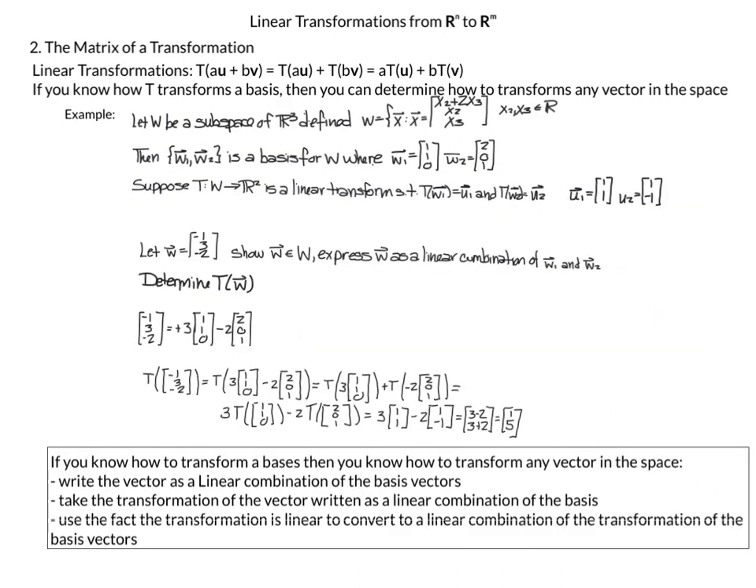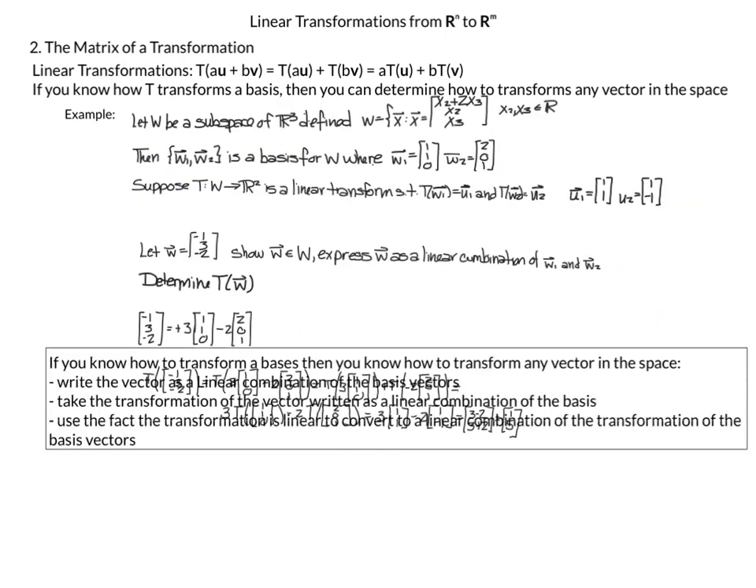And what I just said is essentially the same thing that we have on our overview slide. So I'll review it again, and I shrank down our example just for reference. If you know how to transform a basis, here we have a basis, and we are given how to transform it, then we know how to transform any vector in the space. So we write the random vector as a linear combination of the basis vectors. That was the step here. And then we take the transformation of the vector written as a linear combination of the basis. In other words, we take the transformation of both sides.